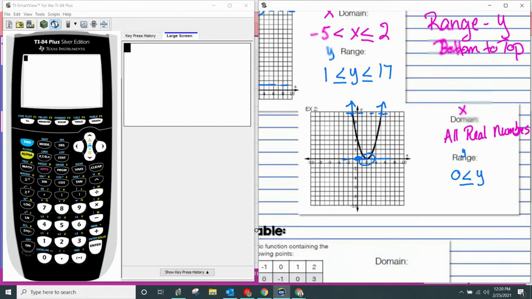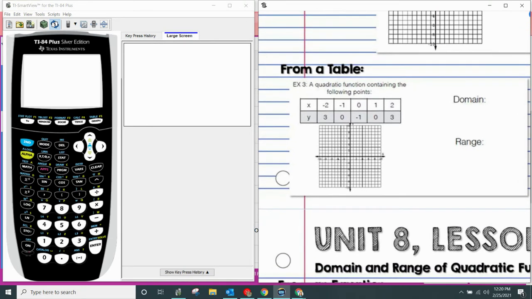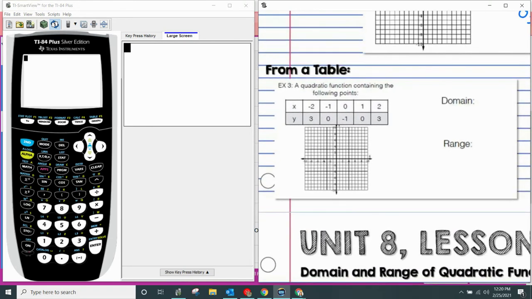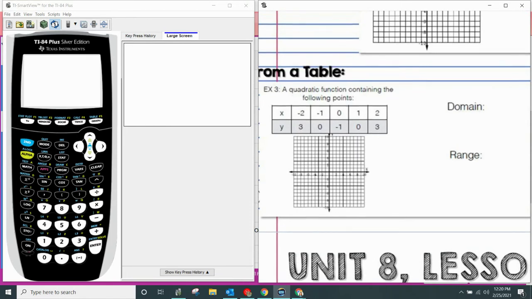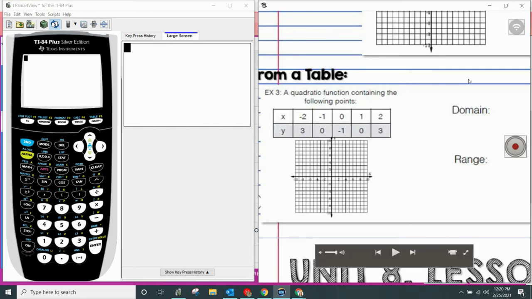Okay, well, what if you've been given a table? How do you find your domain and range from a table of values? Well, I can't just look at the table and name off my x and y values, because this is telling me it's a quadratic function. It's not just this table of values. So this is where the calculator comes in handy.